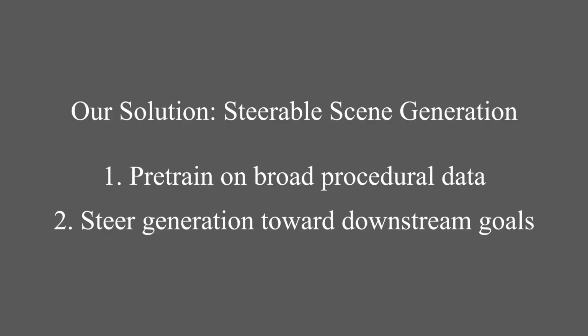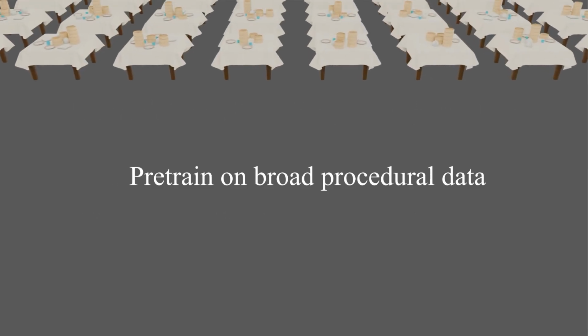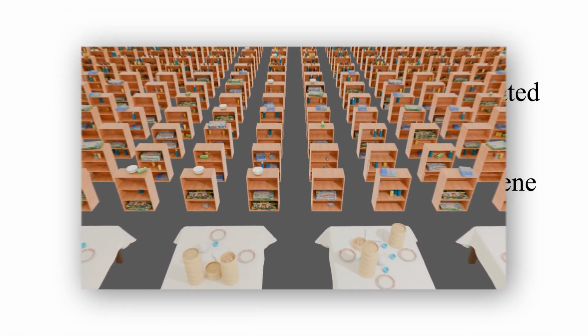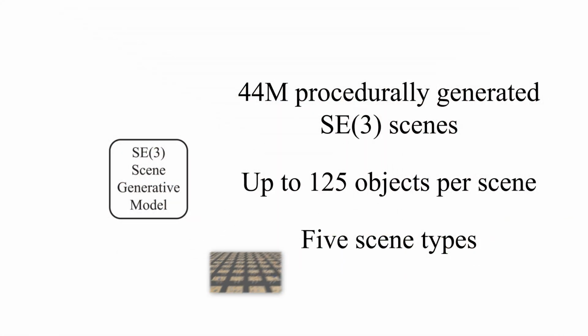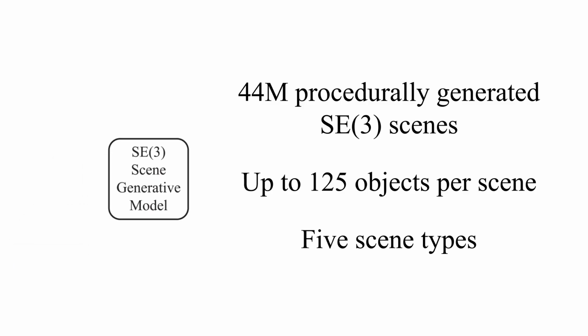We tackle this challenge with a two-step strategy. First, pre-train on broad procedural data. Then, steer generation toward downstream goals. To support pre-training, we introduce a dataset of over 44 million SE3 scenes, spanning 5 distinct scene types.